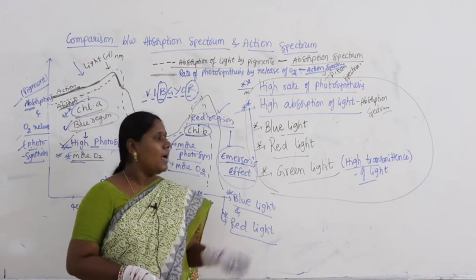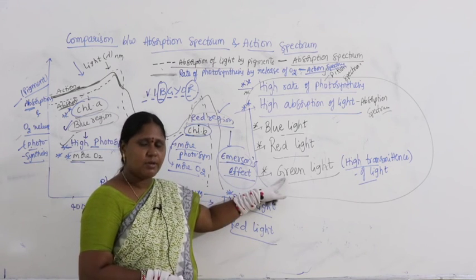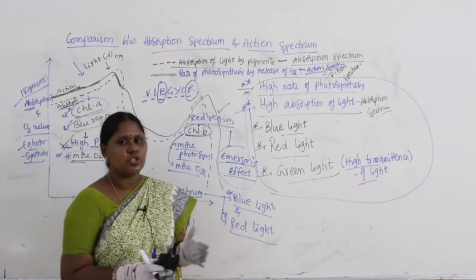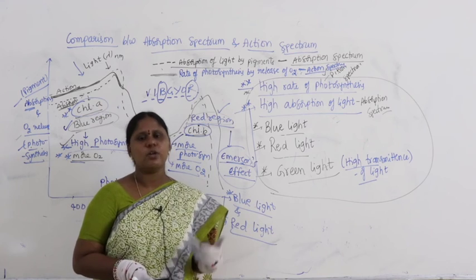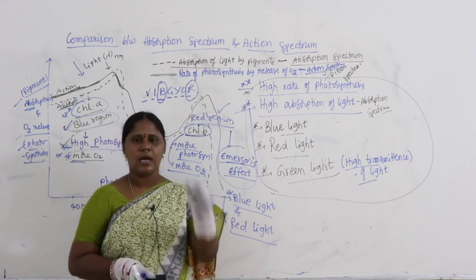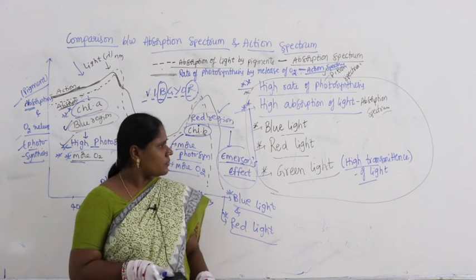Suppose the question is about high transmittance of light, then first comes green light, because green light shows high transmittance. Sometimes you will get a general question: all the parts of the plant are generally green in color because of what? Because of green light, because it shows high transmittance. Remember this and feed it in your mind, this is a very important point.